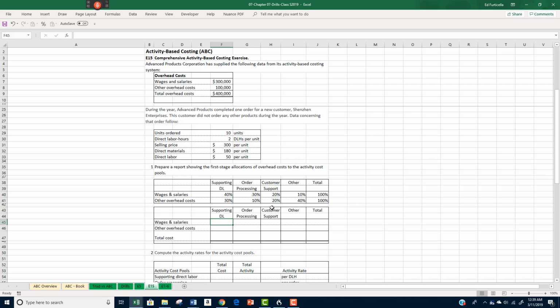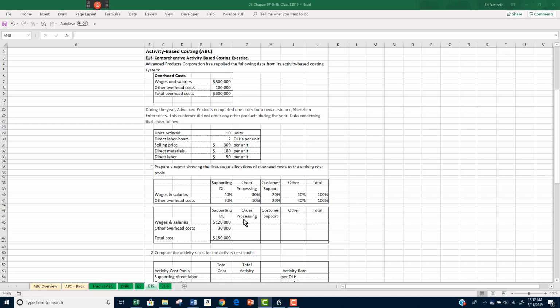How much goes to supporting direct labor hours? For wages and salaries, 40% of the 300,000 goes in that column. So we multiply 300,000 by 40%, we get 120,000. For other overhead costs, we multiply 30% times 100,000, get 30,000. So the total overhead cost that's going to be assigned to supporting direct labor is $150,000. 120 for wages, 30 for other.